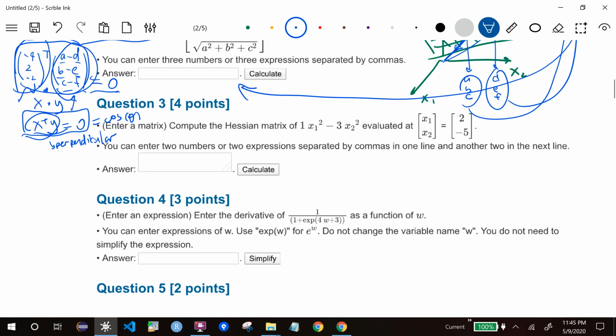Okay, so let's move on to the third one. The third one is asking about the Hessian matrix. I usually pronounce it one way, but many people pronounce it another way. Anyways, the Hessian matrix is the second derivative matrix. If you have a one-dimensional function, for example y is x squared, the first derivative is 2x, the second derivative is 2. So the second derivative is a number. But if you have two variables like this, the second derivative is no longer a number. That second derivative is a matrix and is called the Hessian matrix.